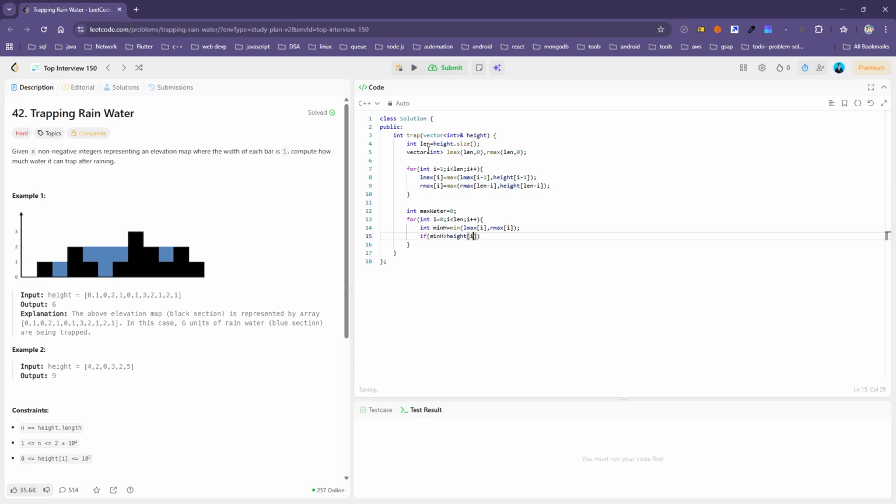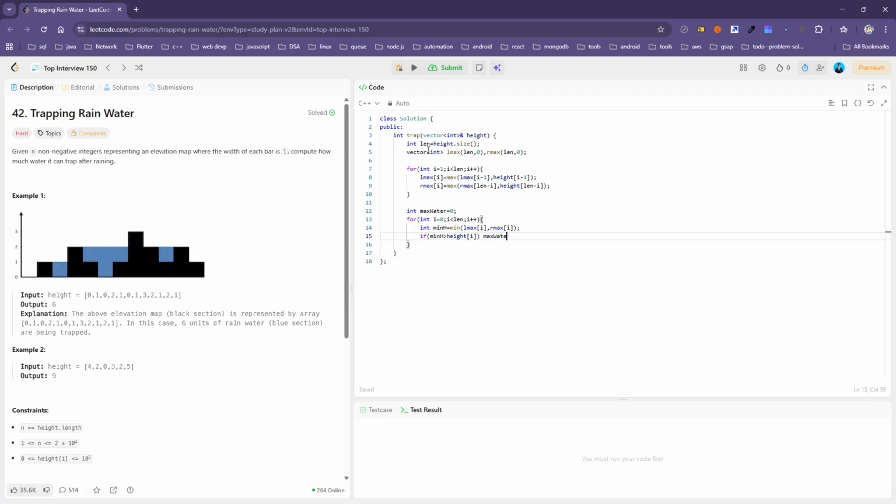So if we have a minimum height bar toward, let's say, the left side or the right side, any of these, we have Lmax at i and Rmax at i, and we will take the minimum of that. And if that minimum is greater than the height we are standing on, then only we can collect water. Because if the minimum height bar that we have chosen is less than the height we are standing on, then the water will either flow to the left side or to the right side. So the condition is, if the minimum height bar that we have chosen has height greater than the height we are standing on, then we will be able to collect the water.